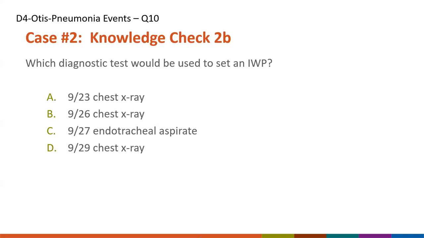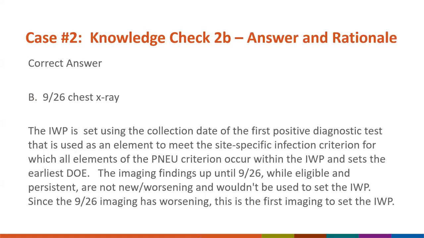Okay, and it looks like we are seeing the majority come in at B, with 82% of you saying the chest x-ray at 9/26, and that is correct. The imaging findings up until the 9/26 chest x-ray are eligible and persistent, but they don't show any new or worsening, and therefore wouldn't be eligible to use to set your IWP. Since the 9/26 imaging test has worsening eligible findings, this is the first diagnostic test used to set your IWP. Great job, everyone.